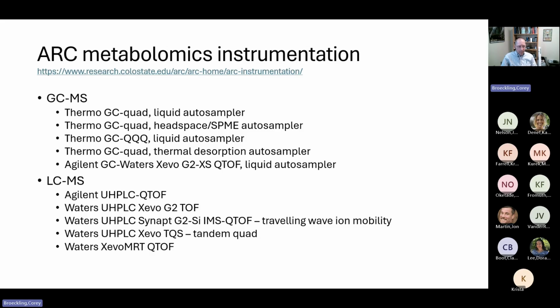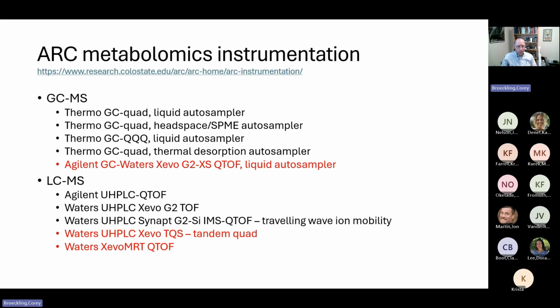On the LC side, we have an Agilent UHPLC Q-TOF system, a Waters UHPLC Q-TOF. We have a Synapt G2SI ion mobility enabled Q-TOF. It's an interesting instrument. I'm not going to talk too much about that today, but let me know if you have interest in ion mobility. We have a tandem quadrupole coupled to LC, which we use for targeted work. And we also have a multireflectron time of flight, which is a more performant Q-TOF, a recent acquisition.